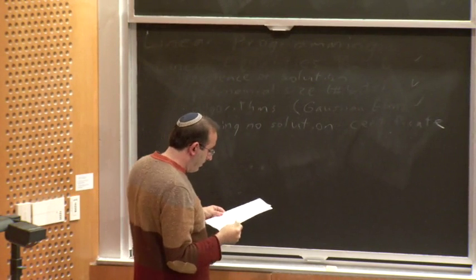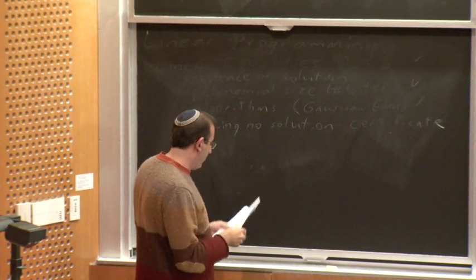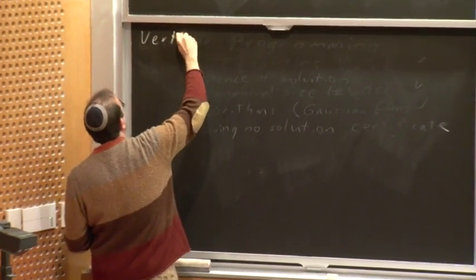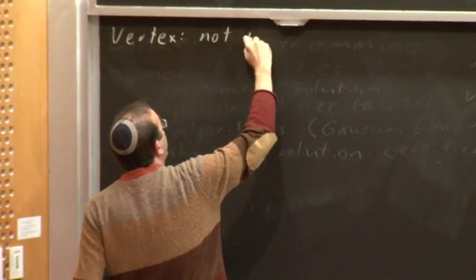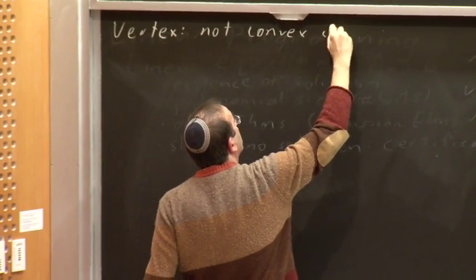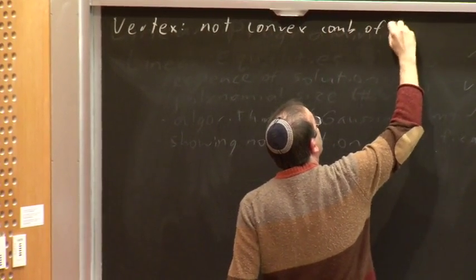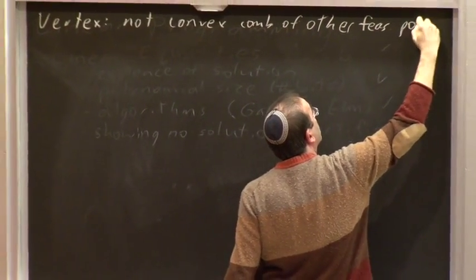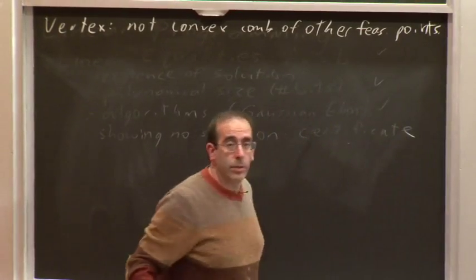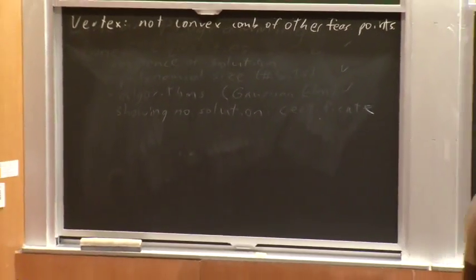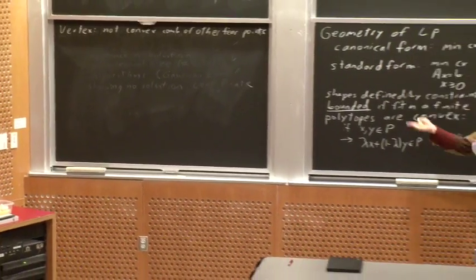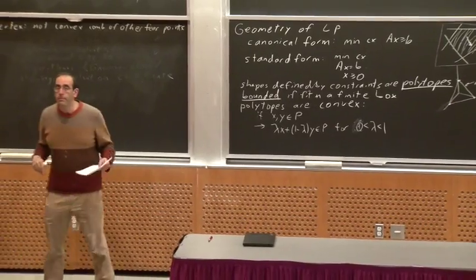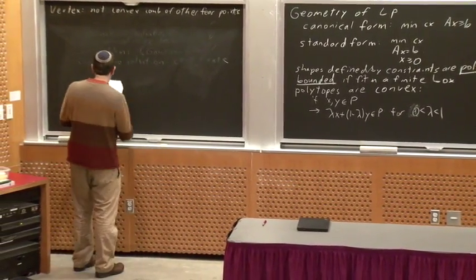So first, let's talk about vertices. So remember we had this notion of a vertex, something which is not a convex combination of other feasible points. Okay. So I want to prove that vertex and basic feasible solution mean exactly the same thing. Okay. And it's not very complicated, right?